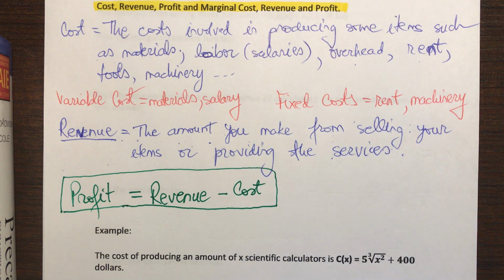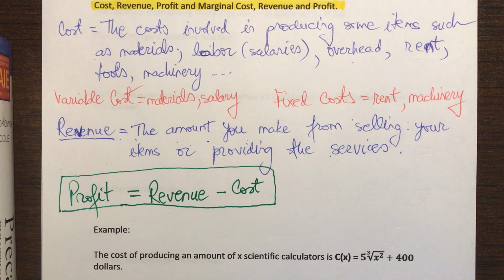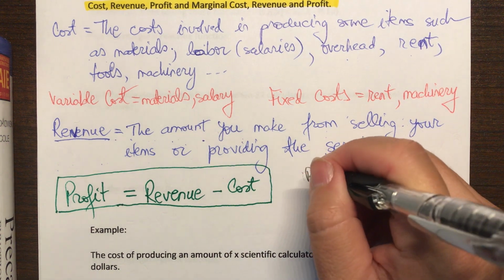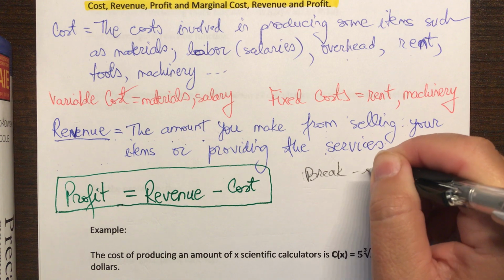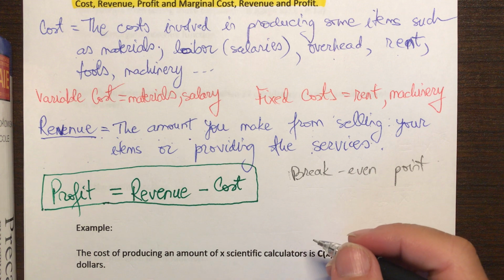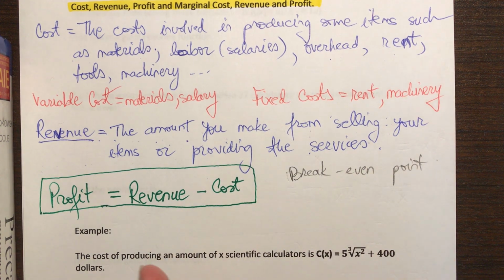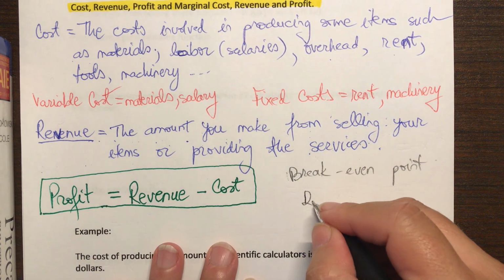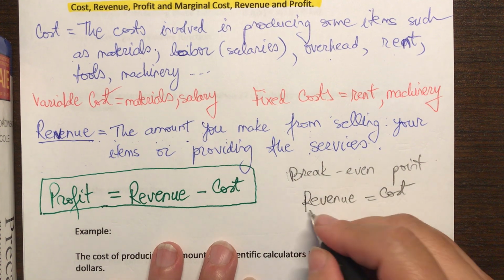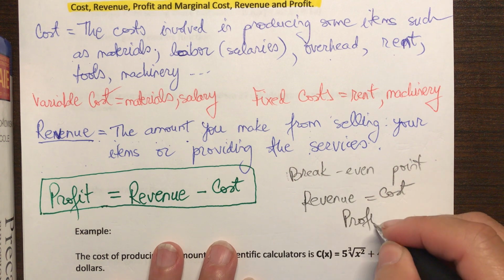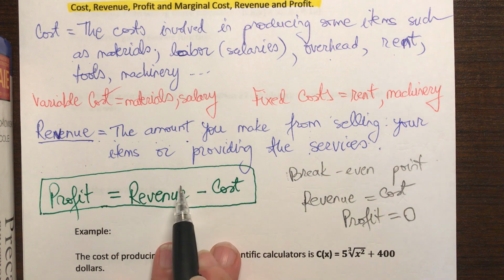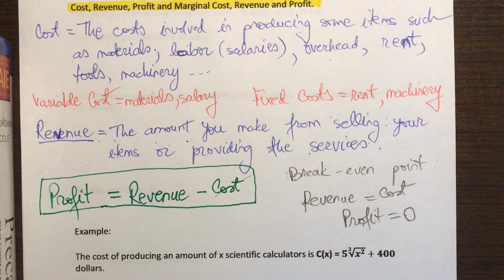The break-even point, I'm going to write this down. That comes up a lot. It is the point or the amount in your business when revenue equals the cost. Okay, so in other words, when your profit is equal to what? That's right, 0. So when revenue is equal to cost, then the profit is 0.